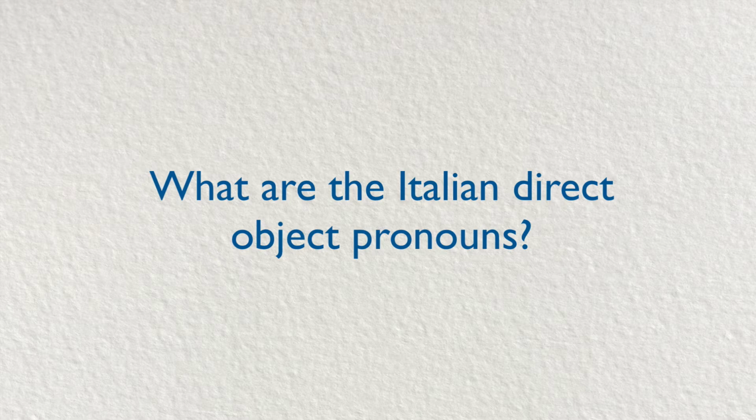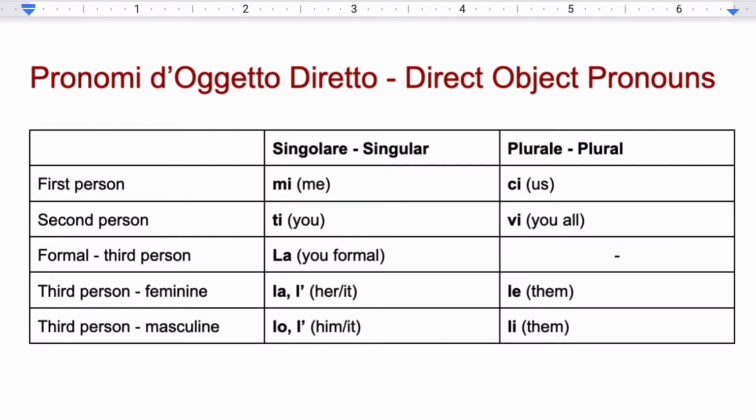What are the direct object pronouns in Italian? In this table we have a list of the Italian direct object pronouns. We have a singular column and a plural column. We're going to start with the singular column. Mi, in English me. Ti, in English you singular. La, in English you formal. La or L' for her or it. And lo or L' for him or it.